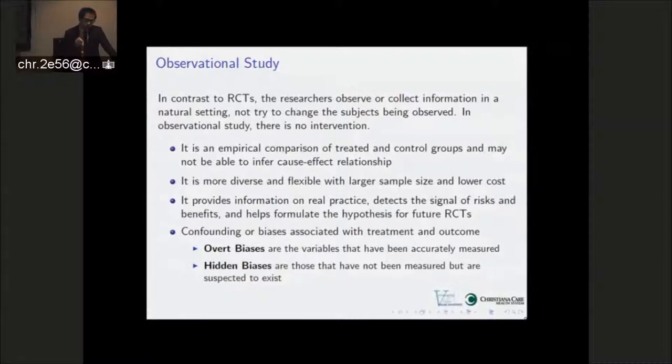In observational study, the most important problem is the confounding problem, especially confounding associated with treatment and outcome simultaneously. Typically, there are two types of confounding or bias. One is called overt bias. This bias is from variables that have actually been measured and observed. Another one is called hidden bias. These are variables that have not been measured, but are suspected to exist. These two types of bias or confounding could fundamentally jeopardize our research result if we don't make any adjustment for them.